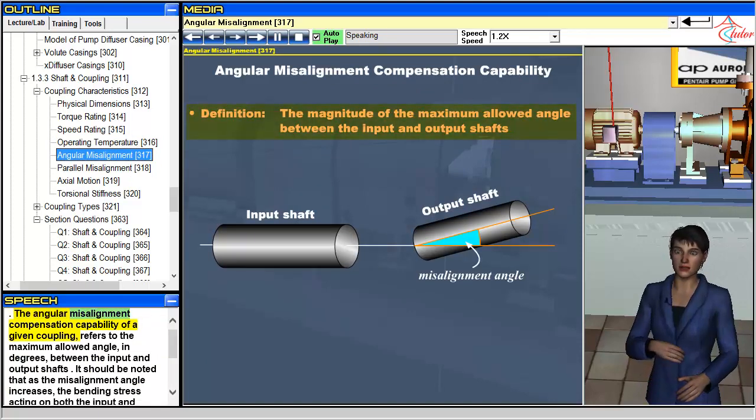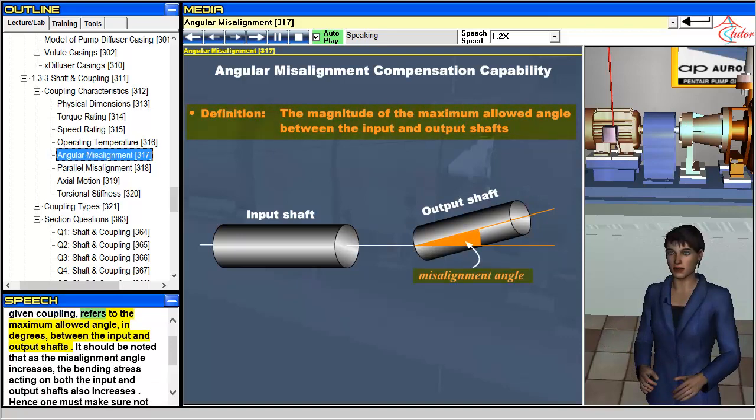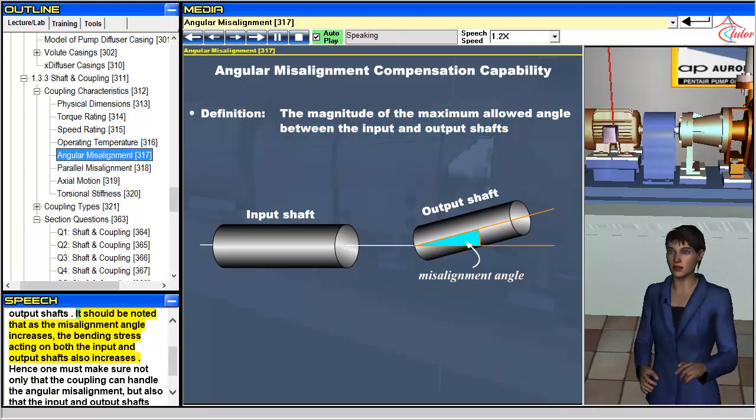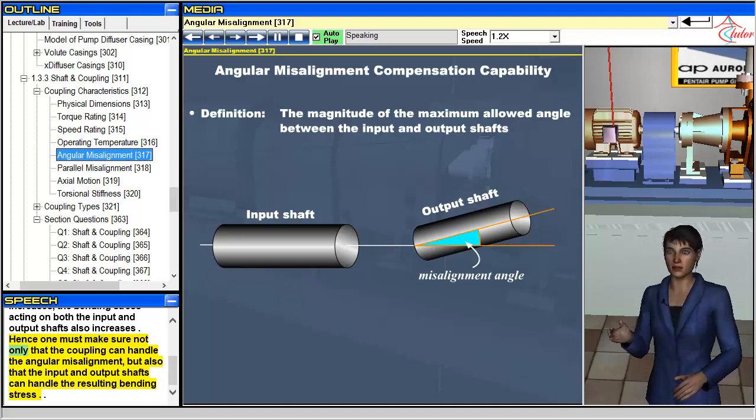The angular misalignment compensation capability of a given coupling refers to the maximum allowed angle, in degrees, between the input and output shafts. It should be noted that as the misalignment angle increases, the bending stress acting on both the input and output shafts also increases. Hence one must make sure not only that the coupling can handle the angular misalignment, but also that the input and output shafts can handle the resulting bending stress.